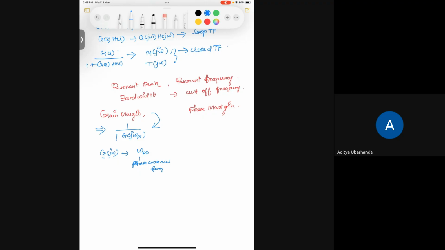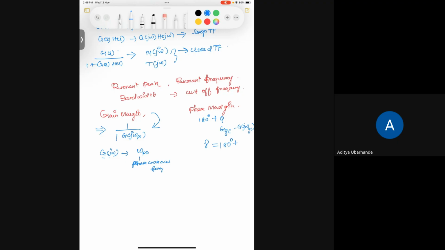But mathematically, how can we represent this? The phase margin can be obtained by adding 180 degrees to the phase angle phi of the open loop transfer function at the gain crossover frequency. So gain crossover, G of j omega GC, right? It's an open loop transfer function, so I am going to add 180 degrees to that. So the overall phase margin formula would look like this.